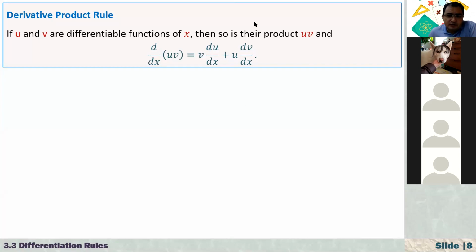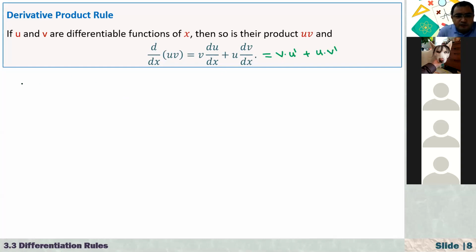Here in this property, it says that if u and v are differentiable functions of x, then so is their product uv. And the derivative of the product u times v, in prime notation, is v times u prime plus u times v prime. Again, why is it so? We are going to use this a lot. It's one of the important properties.